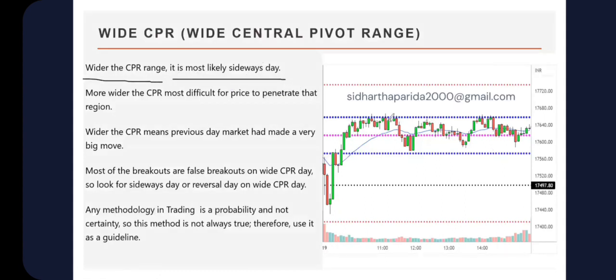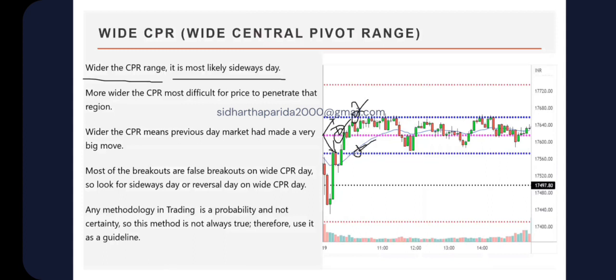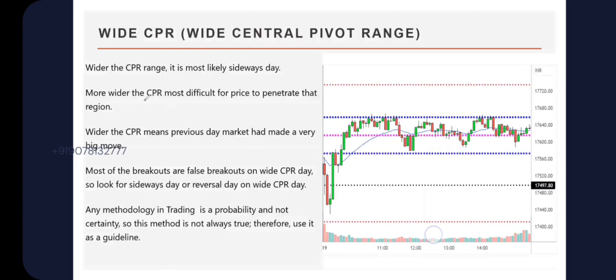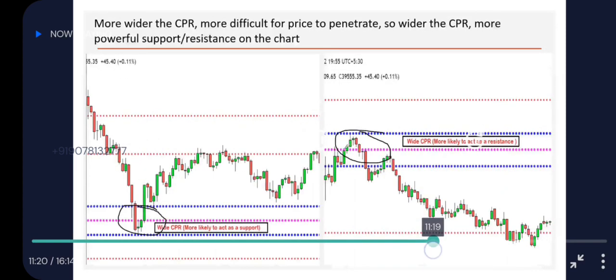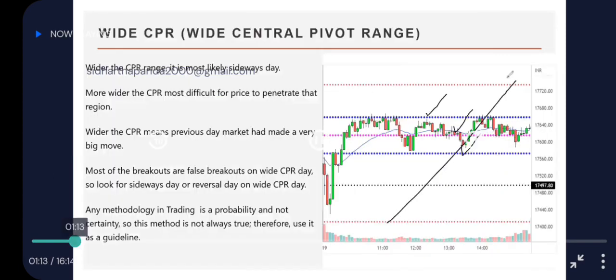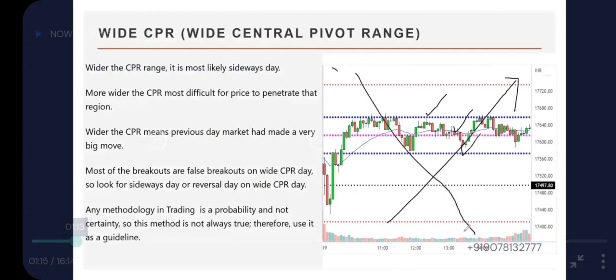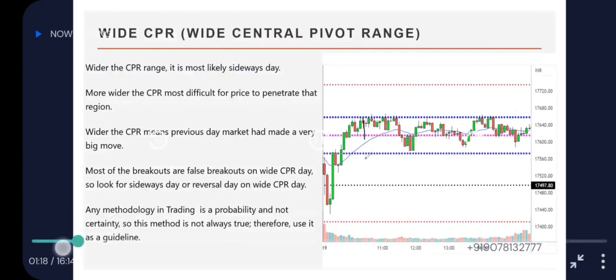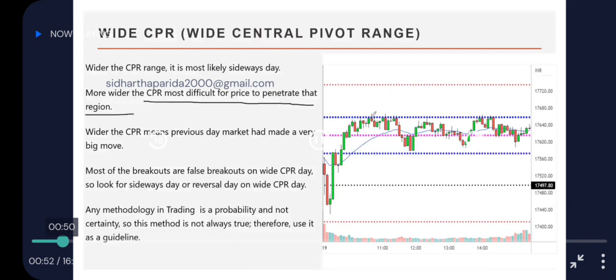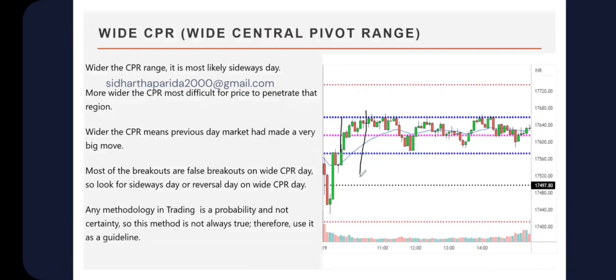So what is wide? Wide means all these three lines, the central pivot, top CPR and bottom CPR, are away from each other. When they are away from each other, that means it is a wide CPR. The wider the CPR, the bigger the move in the market. It can be upside or it can be downside. Whenever there is a big move in the market, the CPR is wider. Sometimes this CPR can be much wider than that, sometimes it can be narrower than that.